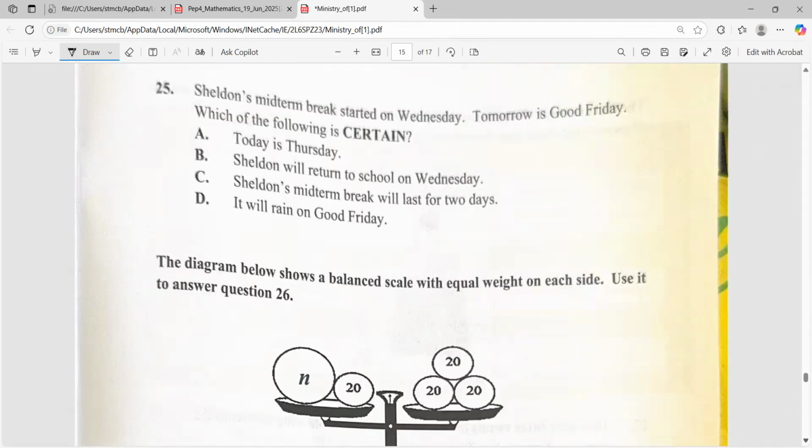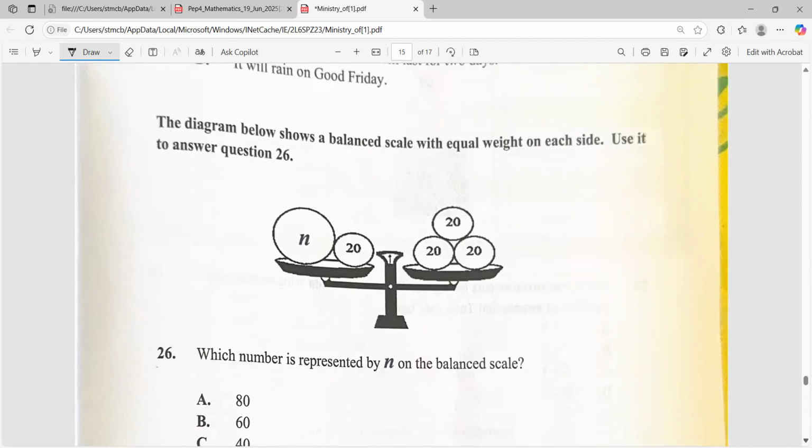25. Sheldon's midterm break started on Wednesday. Tomorrow is Good Friday. Which of the following is certain? If tomorrow is Good Friday, then today is Thursday. Sheldon will return to school on Wednesday. Sheldon's midterm break is for 2 days. So that would have been A.